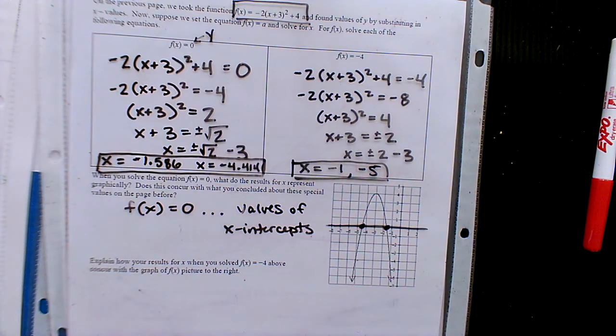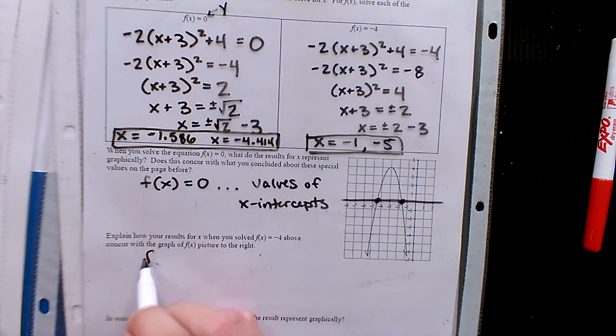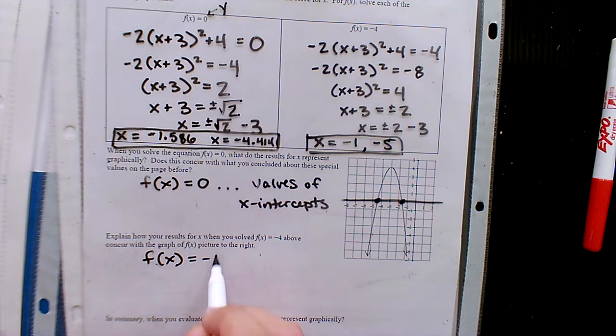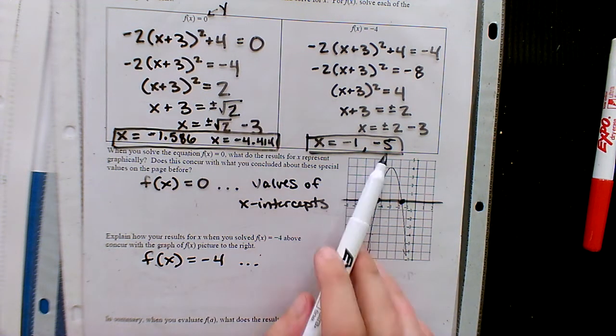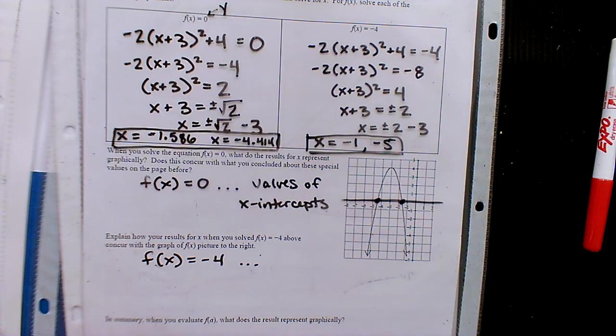So on the previous page, we found the interval where the x-intercepts might be located, but now we actually did the calculation. Okay, we know where they are exactly. So we got a little bit more specific. What if we did the other one? Okay, f of x equals negative 4. Our answers were negative 1 and negative 5.